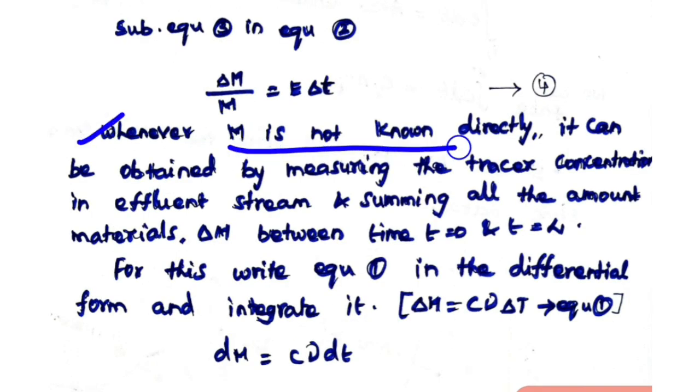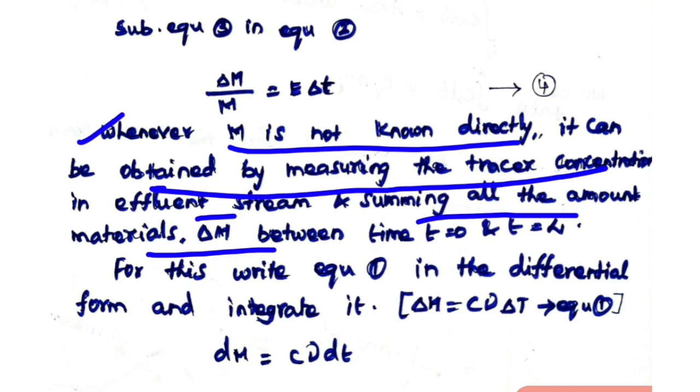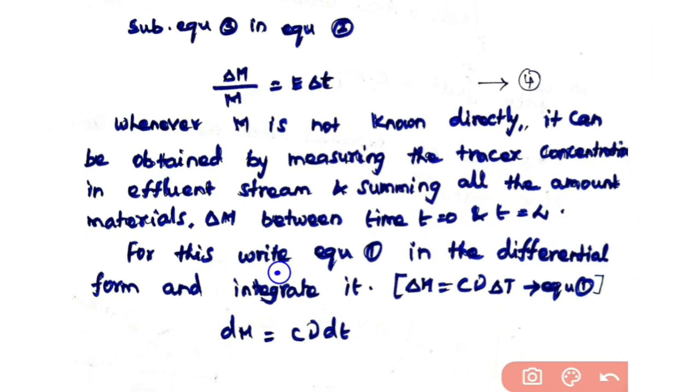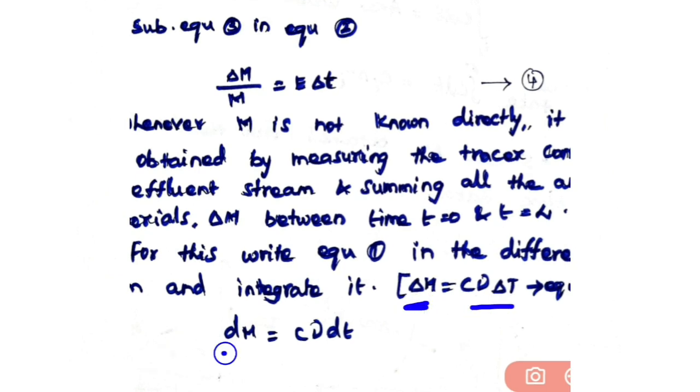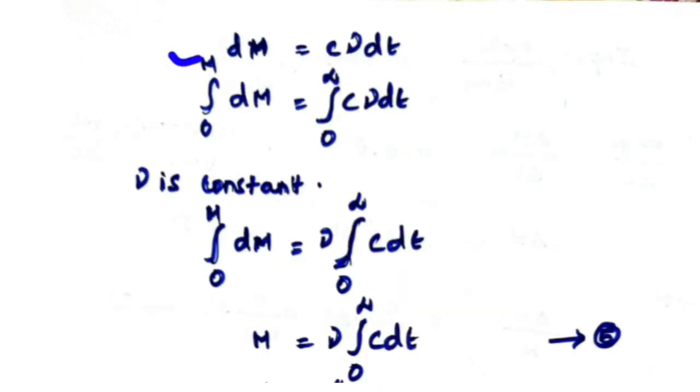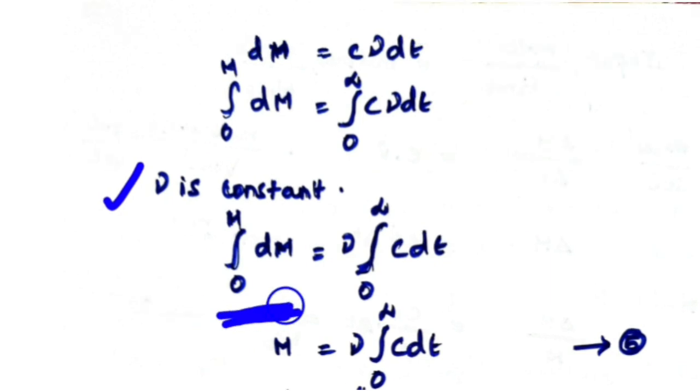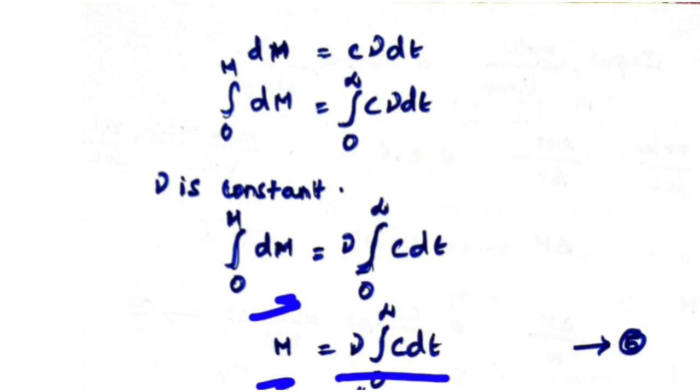Whenever M is not known directly, it can be obtained by measuring the tracer concentration in the effluent stream, and you can sum up all the amounts of material del M from T equals 0 to T equals infinity. For this we have to write equation 1 in differential form. Equation 1 is del M equals C nu del T, so in differential form you can write dM equals C nu dt. Now you can integrate this equation: integral from 0 to M of dM equals integral from 0 to infinity of C nu dt. Here nu is constant, so you can take it outside. If you integrate dM you will get M, with limits 0 to M. So M minus 0 equals M, which equals nu times the integral from 0 to infinity of C dt.